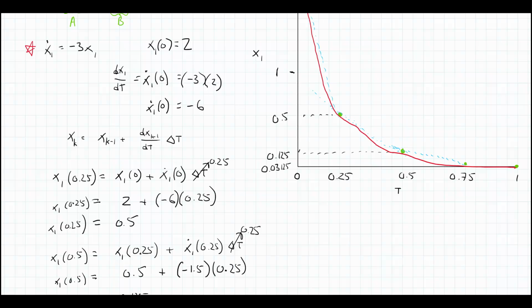And for comparison purposes, let me write this down. We know what the solution should be. So x of t is 2e to the negative 3t. That's the closed form solution for this particular ordinary differential equation. So notice we didn't have to know this. We didn't use this at all to produce the numerical results.